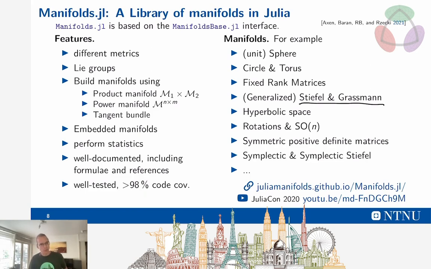You can change the inner product. Then you have generalized Stiefel and Grassmann, the hyperbolic space or rotations. Or for example, if you want to optimize over symmetric positive definite matrices, we got you covered. Or, which is used in physics quite a lot, the symplectic manifold or symplectic Stiefel manifold are also available. Besides the link, there's also a talk from JuliaCon 2020 about Manifolds.jl. Check that out for more details.